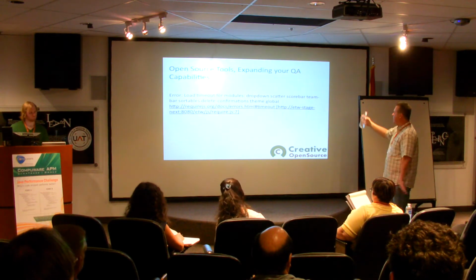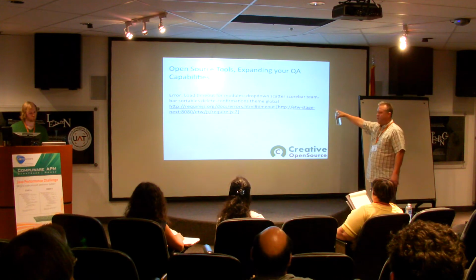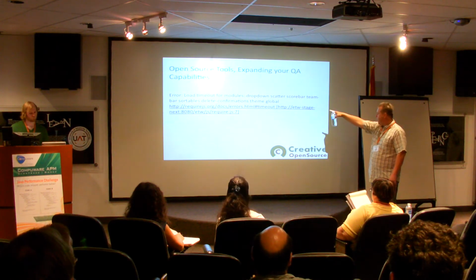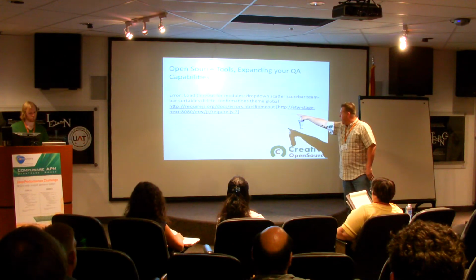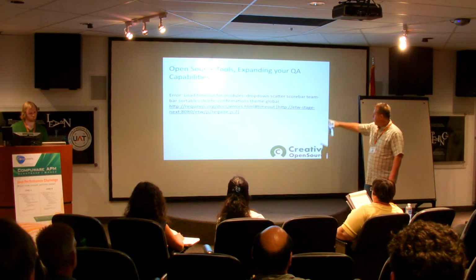And this is an example. This is what it would print out to the text file. So you'd have your error up here. This would tell you where, so it'd be the require.js, it's throwing the error, and it's at line 7.